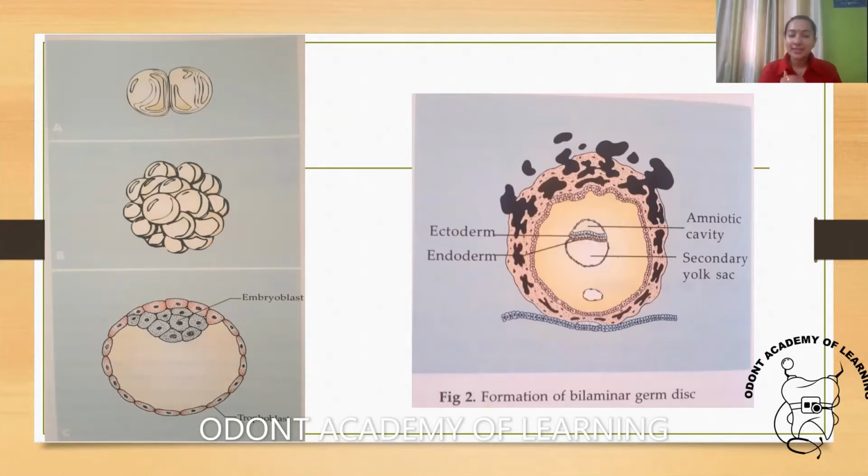Now there are cells which are present within the embryo, known as ectodermal cells and endodermal cells. In this structure, you can see formation of the bilaminar germ disc. Bilaminar means two laminas, two discs or two structures which are present, that is ectoderm cells and endoderm cells. Ectodermal cells are columnar in shape, whereas endoderm cells are flattened.